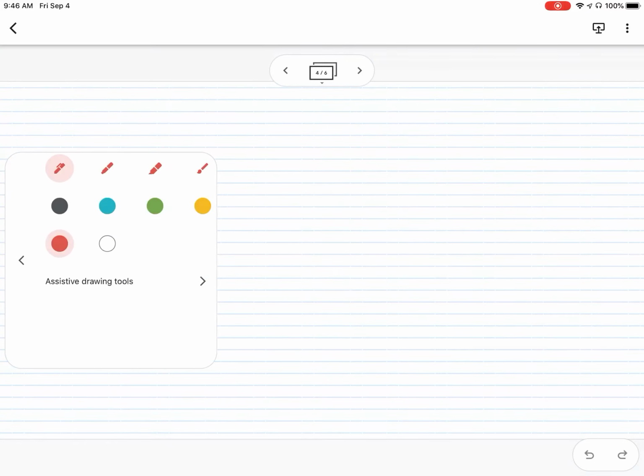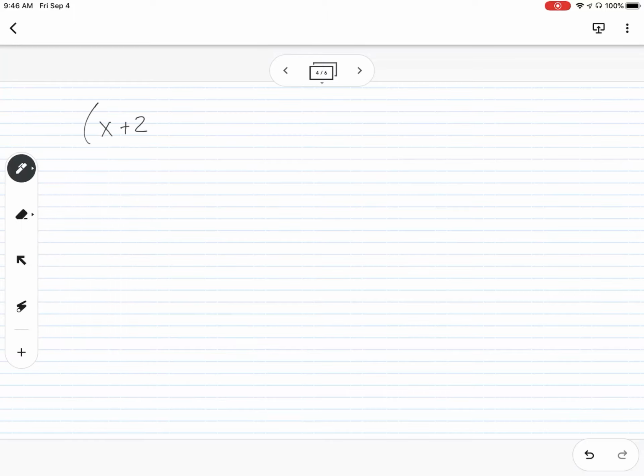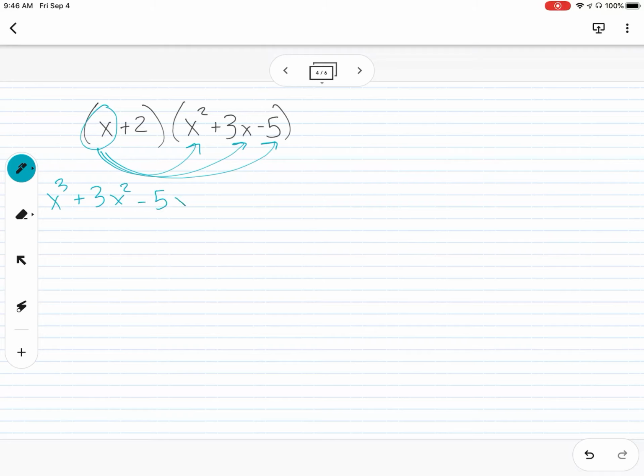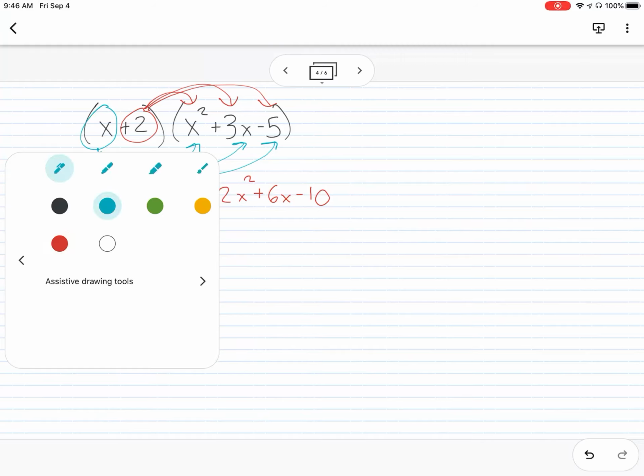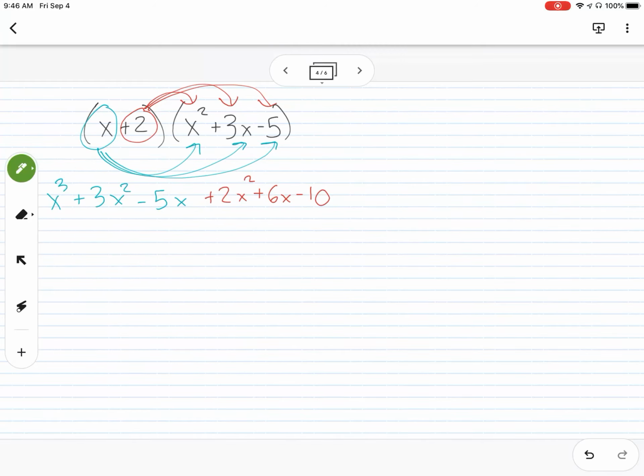One other thing we need to remember or review how to do is if I had a binomial with a trinomial. For this one, same concept, you take the first term here, distribute 3 of them, so we'll have x cubed plus 3x squared minus 5x. Then take the second term here, give it to all 3. We'll have 2x squared plus 6x minus 10. So we have more terms this time, so we'll have more like terms to deal with.